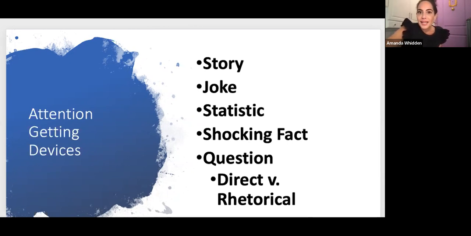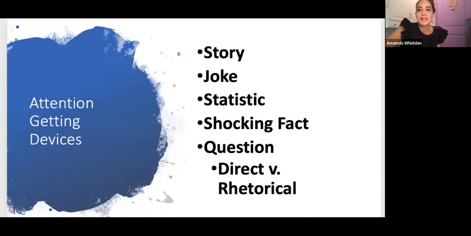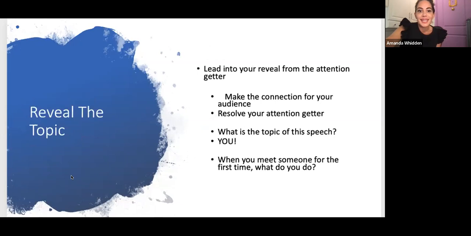These are simply a starting point for you to do your speech, but you are more than welcome to utilize maybe something else that you've thought about. If you want, I've had somebody sing, somebody dance. I mean, we've had a lot of fun things that have gone on in these attention getting devices. The most important thing is that you are going to need to lead into that reveal of topic from the attention getter. And there are key things that need to happen.